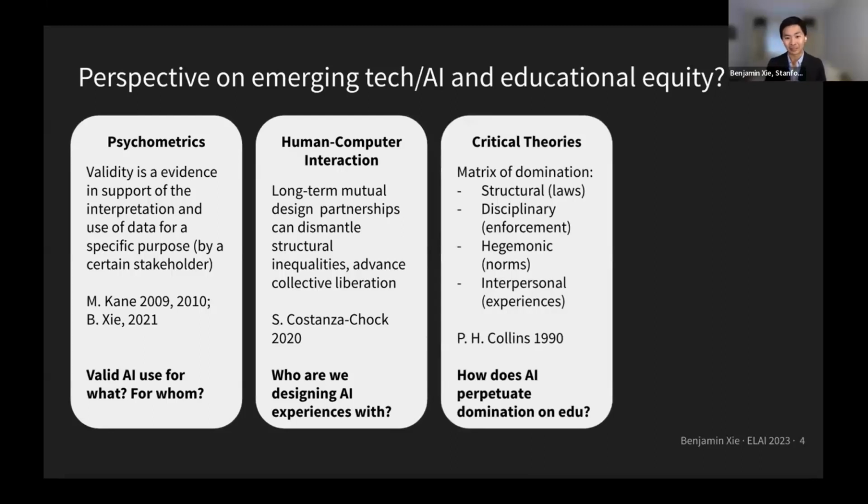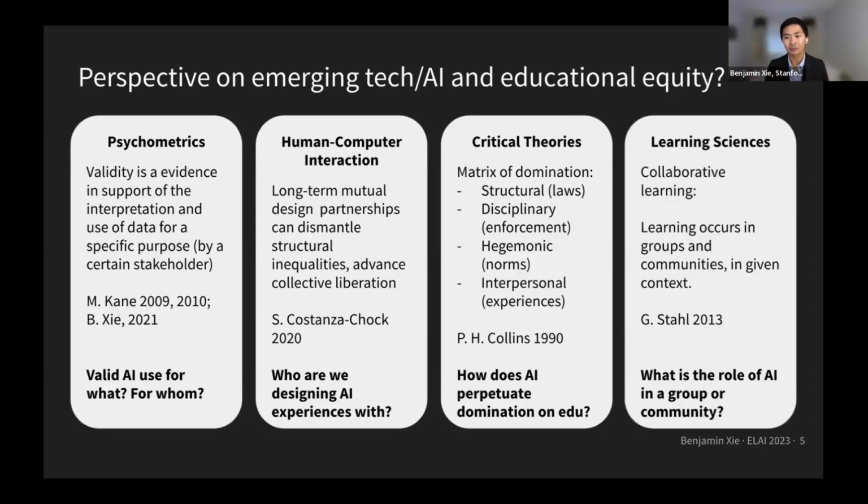I also read a lot about critical scholarship, because if we have any hope of using AI to advance educational equity, we have to think about these structures of power. So in particular, for example, Patricia Hill Collins' Matrix of Domination. So I think if we want AI to avoid perpetuating norms of domination in education, we have to think about what are the policies, how are they enforced, what are potentially exclusionary norms, and what is the impact of interpersonal experiences in education as it currently stands, and then with potential incorporation of AI tools.